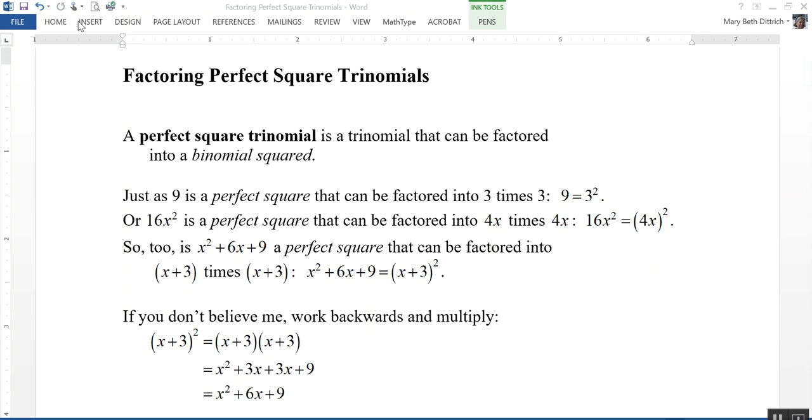This video is on factoring perfect square trinomials. A perfect square trinomial is a trinomial that can be factored into a binomial squared. That's why it's called a perfect square trinomial.